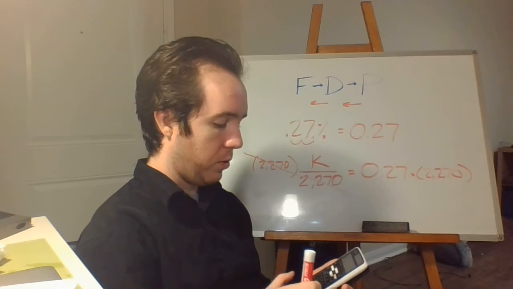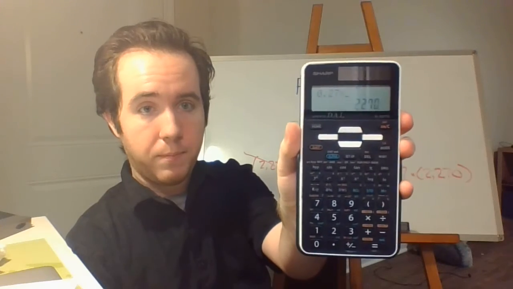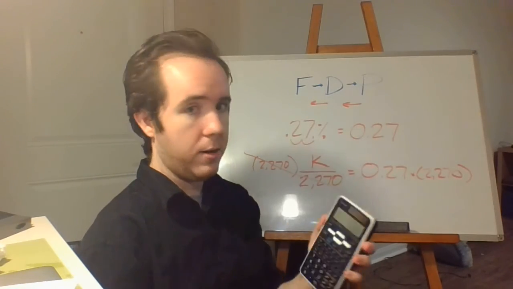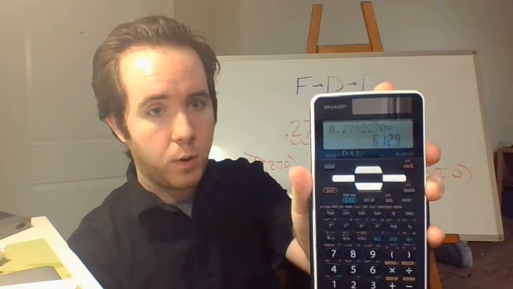0.27 times 2,270. Hit enter, and we get 612.9.